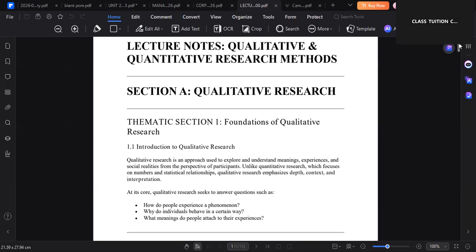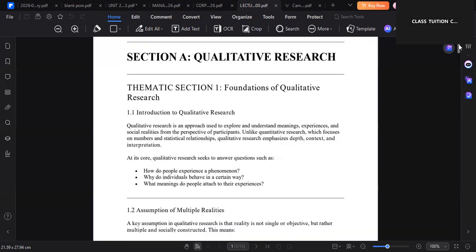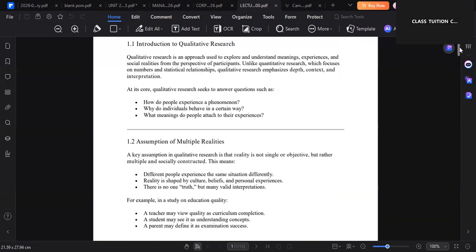You want to find out how people experience a certain phenomenon. You want to understand why individuals behave in a certain way. You'd want to know the meanings that people attach to certain experiences. So all that is qualitative research. And the key assumption in qualitative research is that reality is not objective. It has multiple socially construed perspectives.